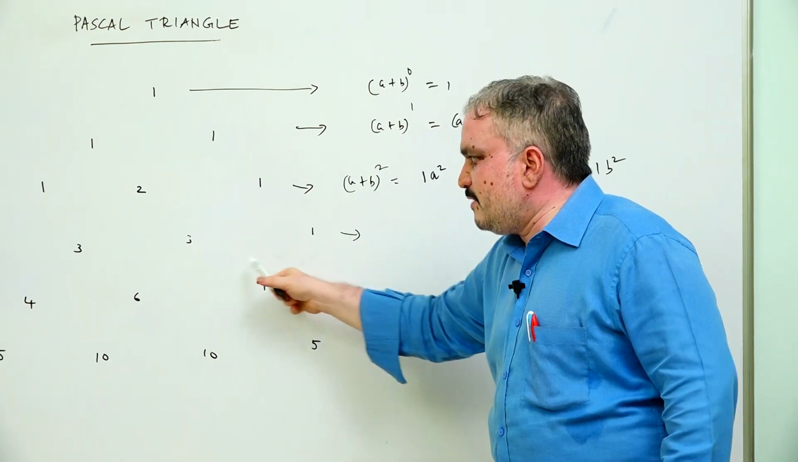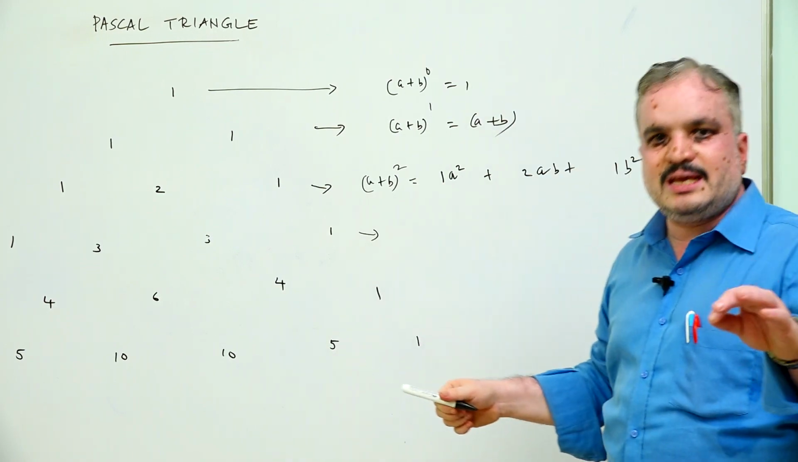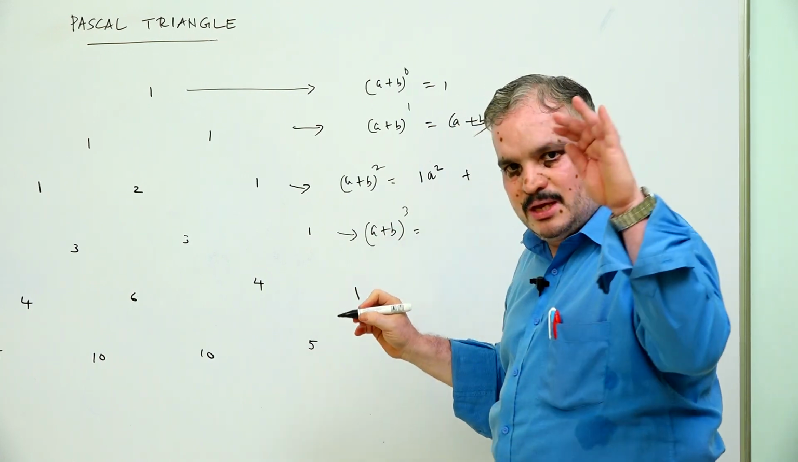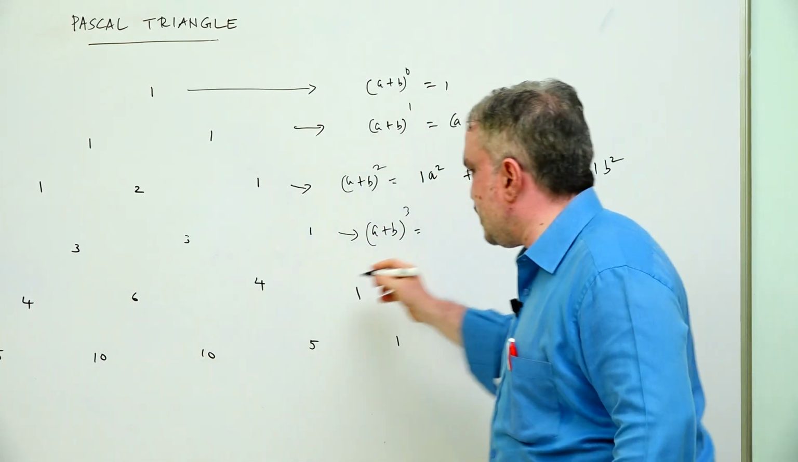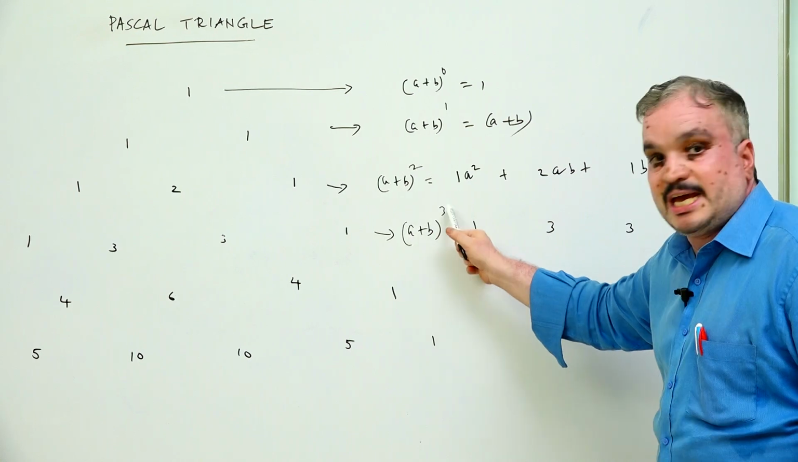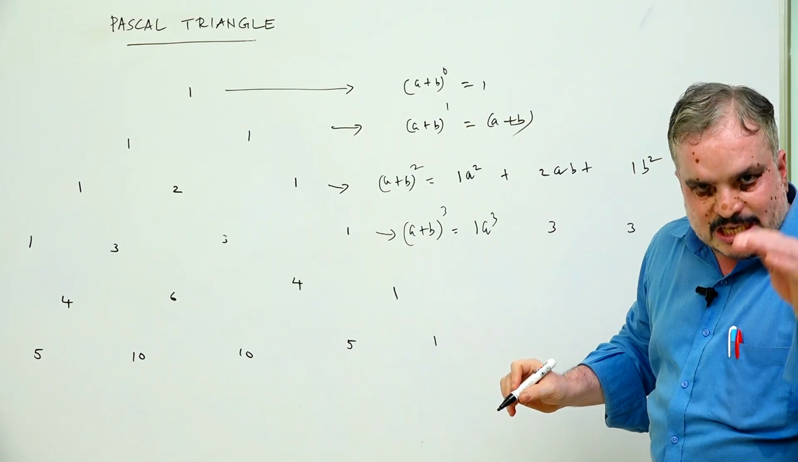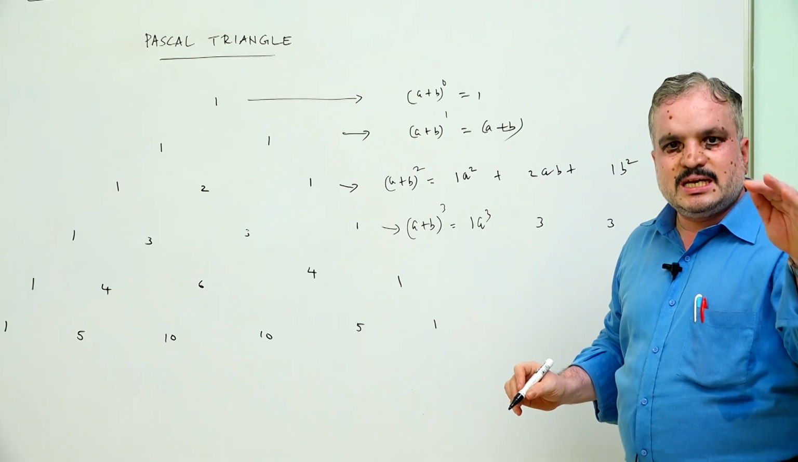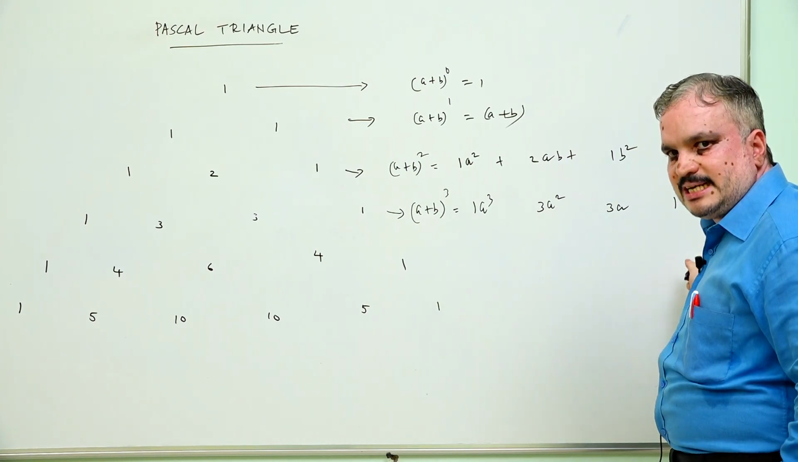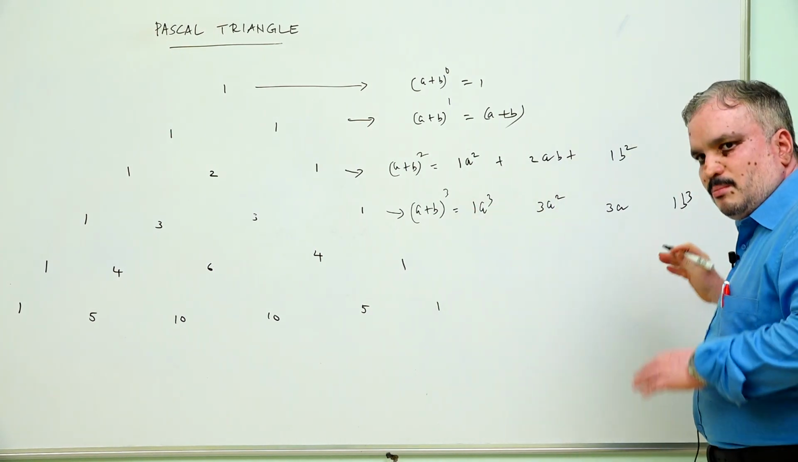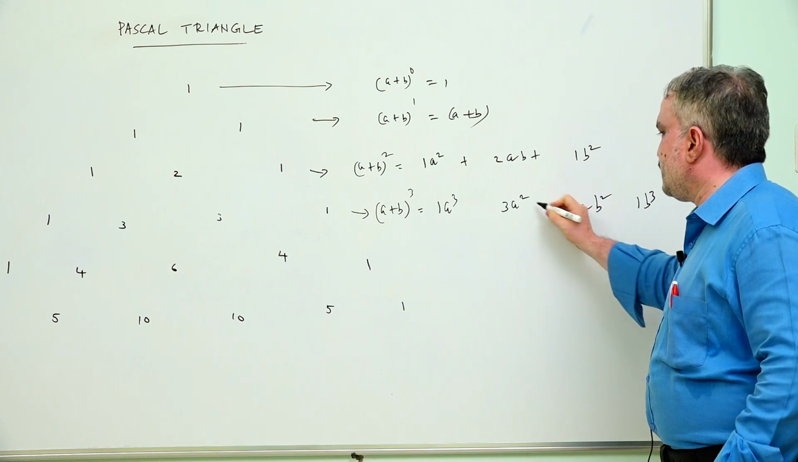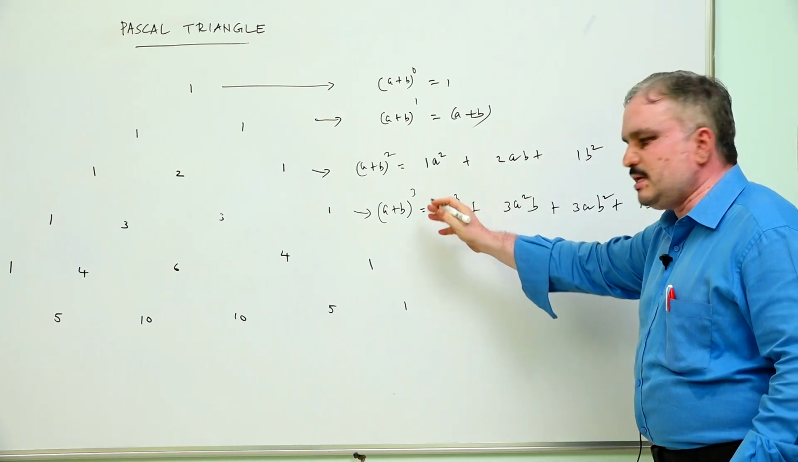Here the coefficients 1 3 3 1 give the a plus b whole cube formula. So we are trying to find the a plus b whole cube expansion; we take the coefficients 1 3 3 1. First I start with a cube, then gradually the power of a is decreased by 1: a cube, a square, a. Then, on the right side, we take b cube, and similarly the power of b is gradually reduced by 1: b square, b. So we get the expansion of a plus b whole cube.